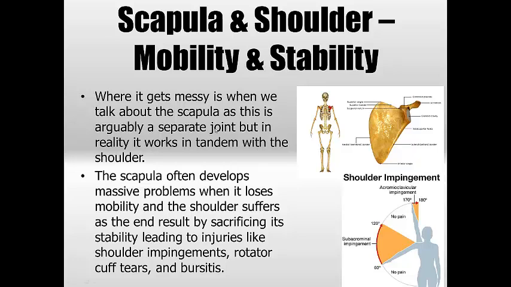The scapular shoulder gets really messy because this joint is very unique in that it really is just sitting in mid-air, where all the other joints lock into each other. This is the only one that doesn't. I would say when the scapula loses its mobility, the shoulder suffers as the end result by sacrificing its stability, leading to impingements and rotator cuff tears. But it's a hard one because at the same time it does need a fair degree of stability.